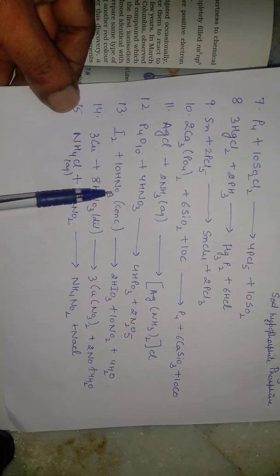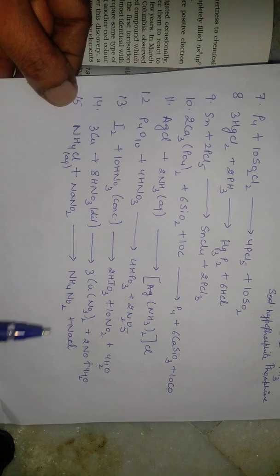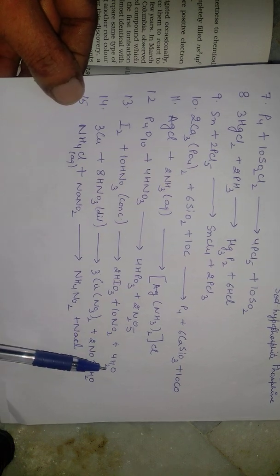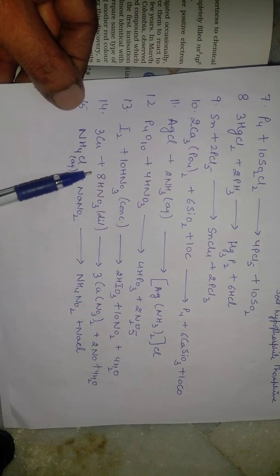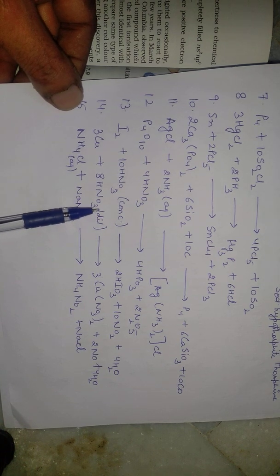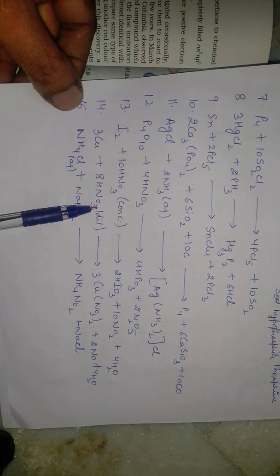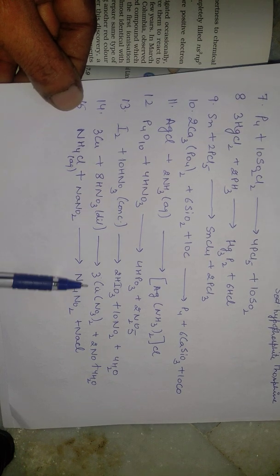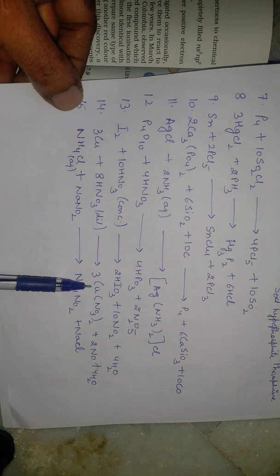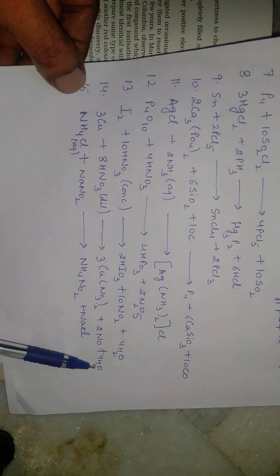Iodine reacts with concentrated nitric acid, giving hydroiodic plus nitrogen dioxide, and water gets liberated. Similarly, when copper reacts with dilute nitric acid, there are different reactions than when it reacts with concentrated nitric acid, and different compounds get formed. Here you can see there is a formation of the compound Cu(NO3)2 plus nitrous oxide plus water molecule.